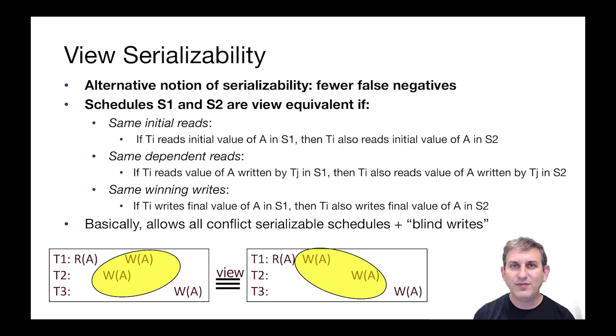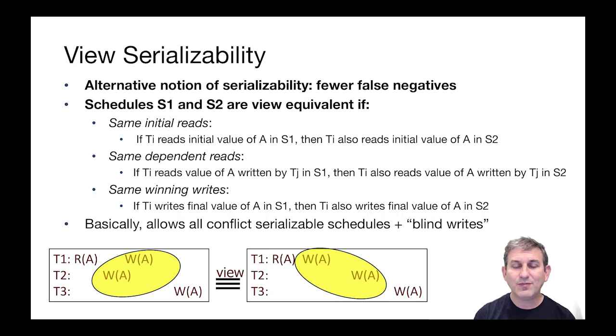The reads are the same, and they influence the writes, and the same writes are done at the end. And so the outcome of the database should be exactly the same in S1 and S2. And if you spend time thinking about this carefully, you'll see that view serializability allows all conflict serializable schedules, as well as handling what we call blind writes, which are writes to variables that aren't preceded by reads.